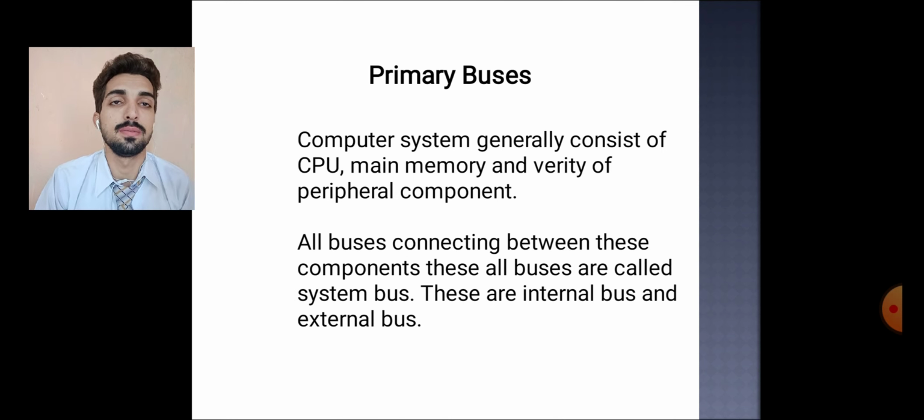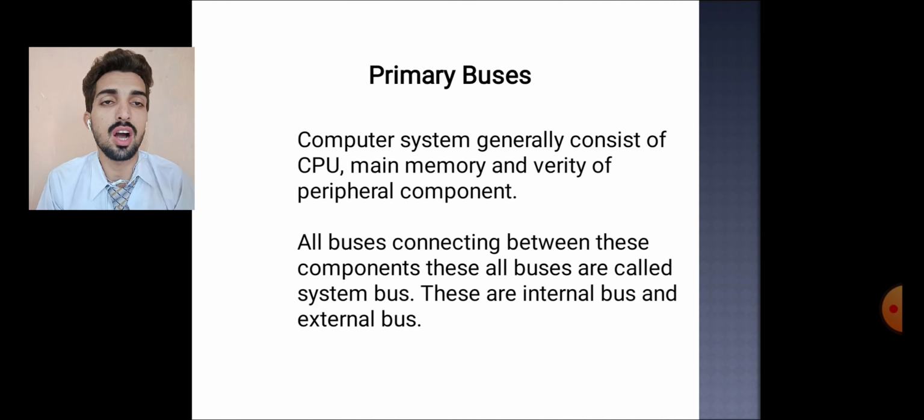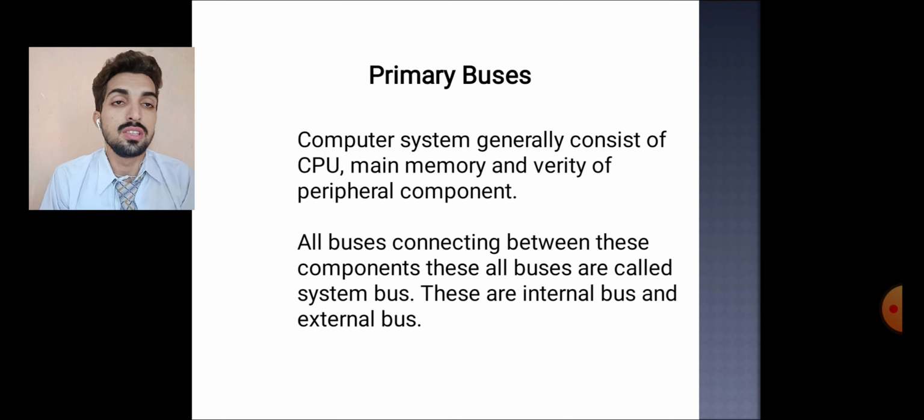Primary buses. Computer systems generally consist of a CPU, main memory, and various peripheral components. All the bus connections between these components are called the system bus. These are the internal bus and external bus.